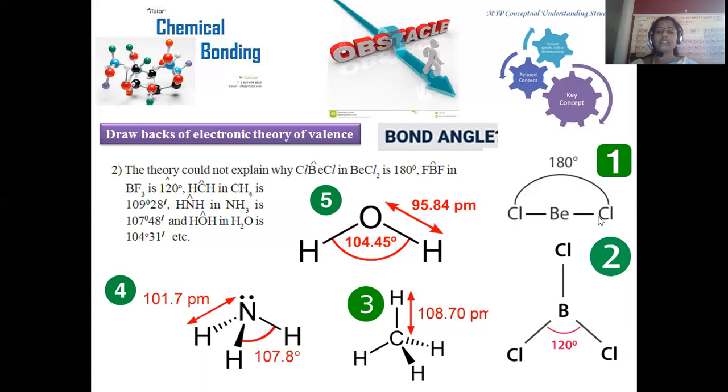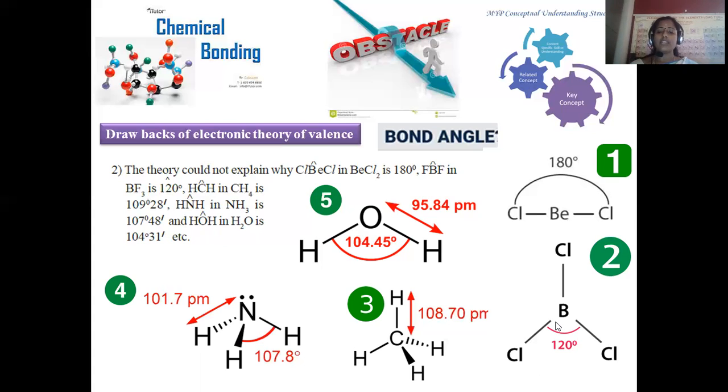Barium chloride, being a linear molecule, has a bond angle of 180 degrees, because a full circle makes 360, right? So we are taking half the circle, that's why it becomes 180. Move on to the second molecule, called boron trichloride.